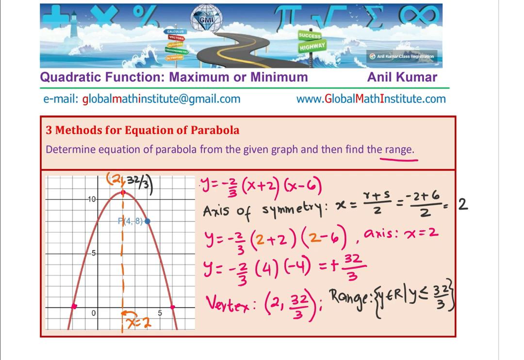Correct? So see, we have found the equation of the parabola as well as the vertex. Perfect. This was using the factored form. So we used method 1 in this case, and method number 1, I'm saying, was to use the factored form, right? Perfect. Because we could easily read the x-intercepts. You get the idea, right?